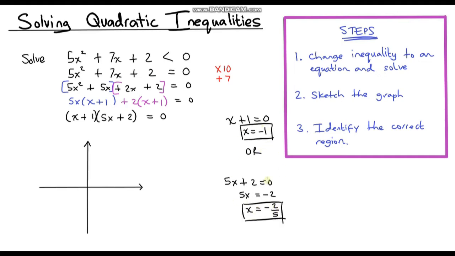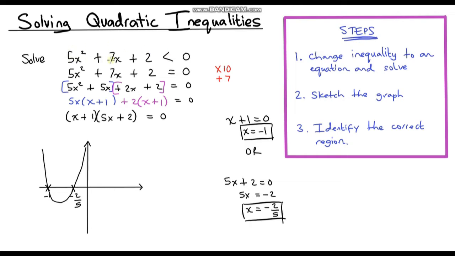So now we have solved the equation, we can sketch the graph. So let's first of all plot our roots. So we have one at -1, let's say that that is about there. And the other one at -2/5. So let's say that that is there. And now we just need to draw our curve. And it's going to be a U-shaped curve because we've got a positive coefficient on our x squared term. So it's going to look something like this. There we go.